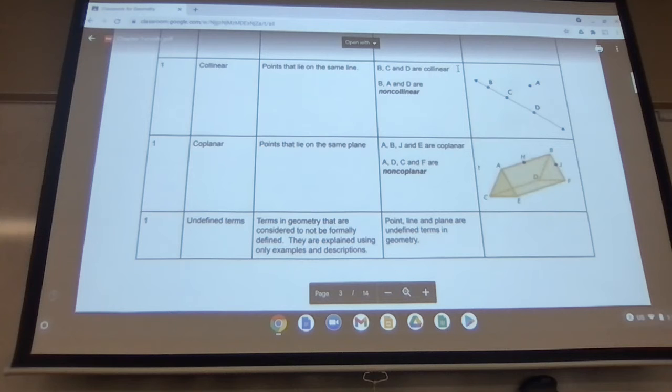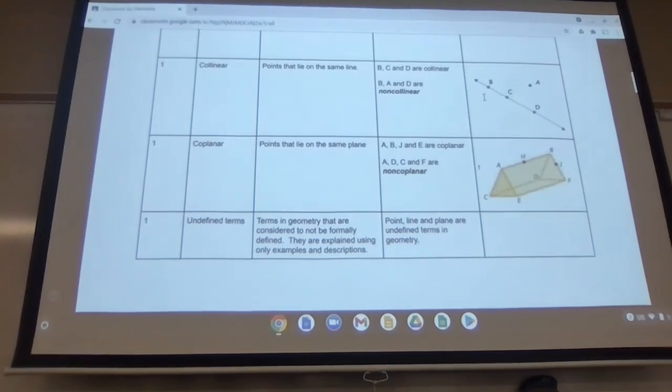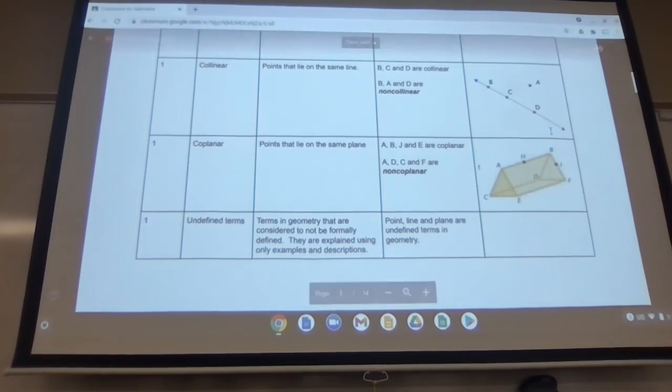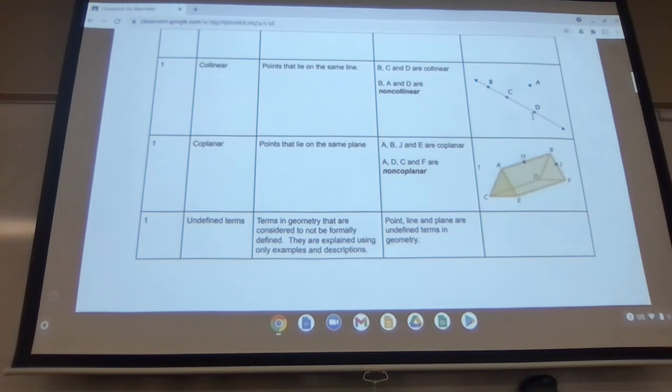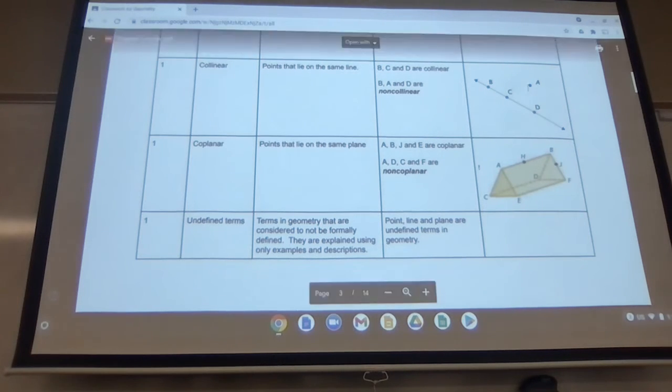Now, if they're not on the same line, if you can't draw a straight line through all 3 of them, then we call them non-collinear. So an example of points that are non-collinear would be points B, A, and D. A way to think of this is, would it be possible to take a ruler and draw a straight line through points B, A, and D? Well, there's no way you could draw a straight line from B to A to D. You have to curve it, so it's not going to be a straight line. That makes them non-collinear. But if you can put a straight line through all 3 of them, they're collinear. If you can't put a straight line through them, that's non-collinear.